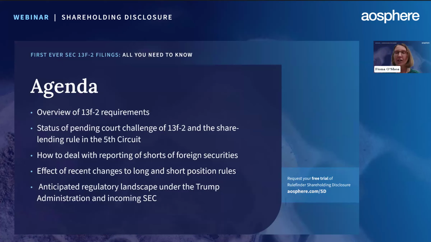First of all, we will spend just a couple of minutes reminding us of an overview of what the 13f-2 new requirements are, and then get into the meat of some of those tricky areas. So the status of the pending court challenge of 13f-2 and the share lending rule in the Fifth Circuit, and then the challenge that we're all grappling with at the moment of how to deal with reporting of shorts of foreign securities. And then some of the more topical issues of the effect of recent changes in the US for both long and short position rules. And then the topic that I have to admit I'm personally very interested to hear Wallace's views and thoughts on is the anticipated regulatory landscape under the Trump administration and the incoming SEC.